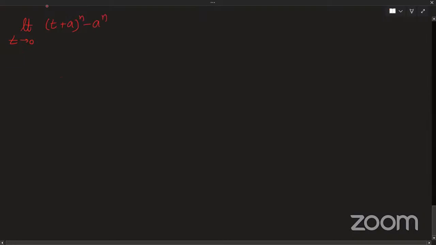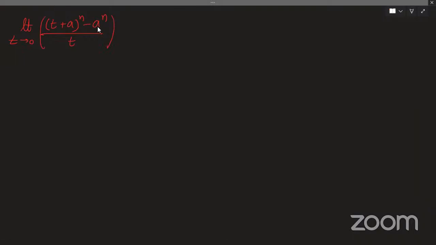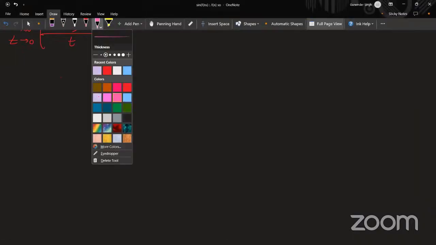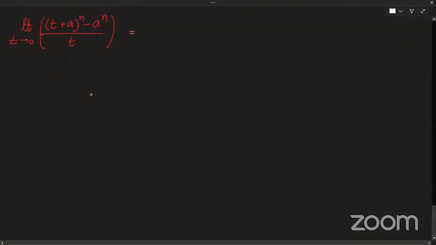So I have the limit as t tends to 0 of (t plus a) whole raised to n minus a raised to n, whole divided by t. Which form is this? Obviously it is 0 by 0 form. Everyone realizes, is this 0 by 0 form? Yes, sir. It is 0 by 0 form.